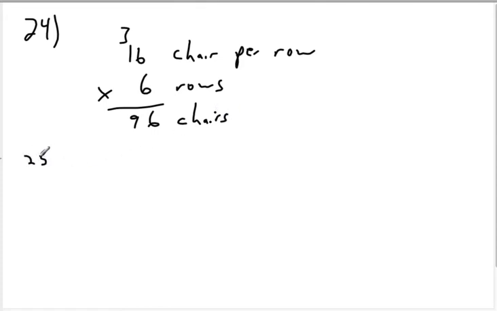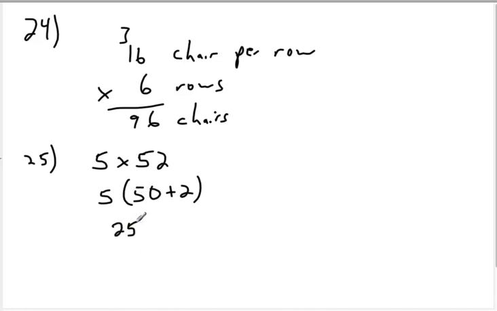Number 25. Use the distributive property to simplify 5 times 52. Okay, well 5 times 52 isn't something we normally would do in our heads, but if we can make it look more like 5 times 50 plus 2, then we can do 5 times 50 is 250 plus 5 times 2, which is 10, and so in our heads we might be able to get 260.